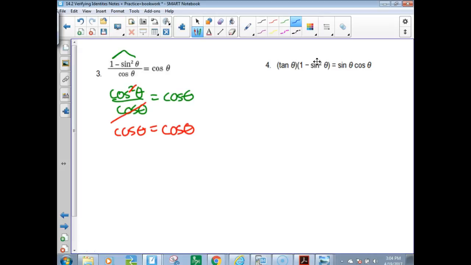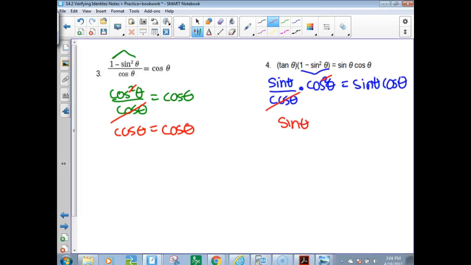Well, 1 minus sine squared. I see it again. But I think I better change that tangent to sines and cosines. I'm going to work the left. I'm going to change the tangent to sine theta over cosine theta, an equivalent form. And what should I do with that 1 minus sine squared? Replace it with, yeah, cosine squared. Another quick one. Because I can cancel that cosine with one of these. And there I go. Sine theta cosine theta equals sine theta cosine theta.